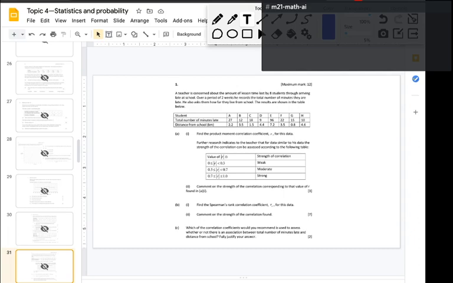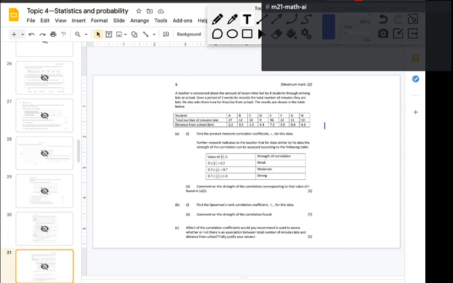So you just insert this and you'll put in the scatter plot graph and then click on the line of best fit, and that would give you the Pearson product moment correlation.